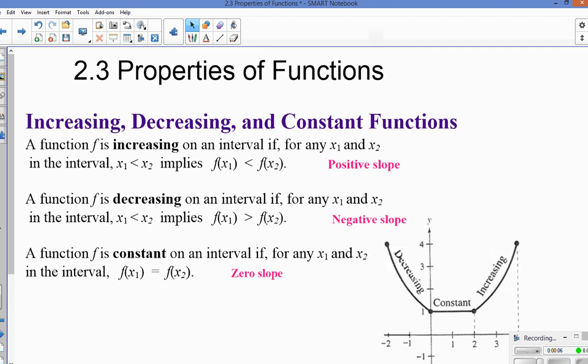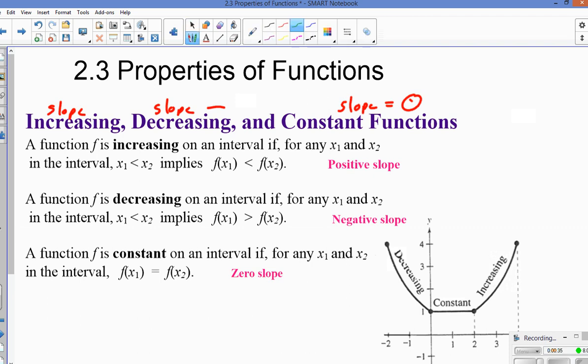First thing we're going to talk about is increasing, decreasing, and constant functions. We can think of increasing as places on our graph that have slopes that are positive. Decreasing is where we have slopes that are negative, and constant functions are slopes equal to 0. So we have some understanding here.